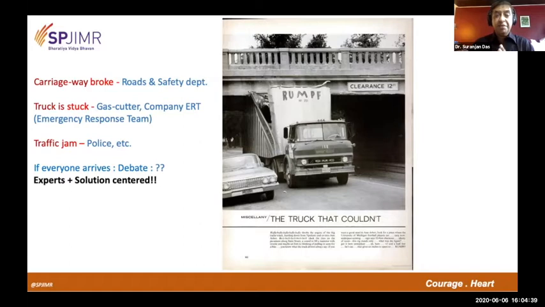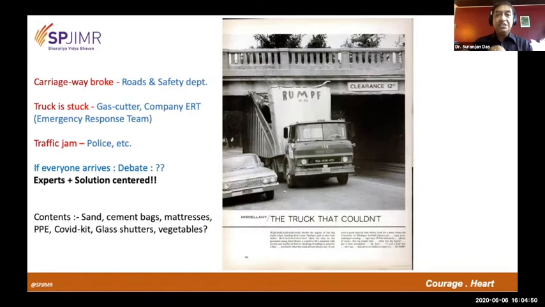So what happens is that everybody who is called is an expert. Nobody is a novice, all those guys who have been listed. And they'll all give a solution which is necessary. Now if I tell you the truck was carrying sand, or cement bags, or mattresses, or PPE, or a COVID kit, or glass shutters, or vegetables, will the decision change? In most cases, yes. You have a different set of contents, and that is going to change the decisions. Based on that, people will look for the corresponding resources.